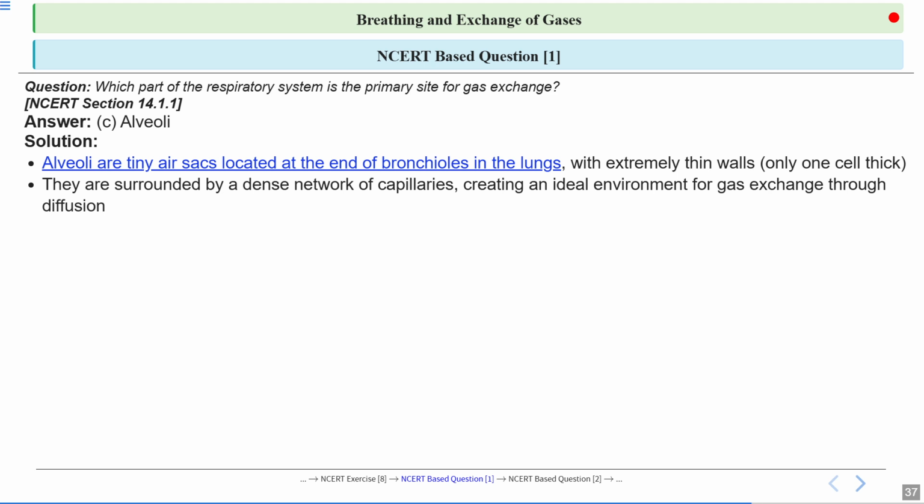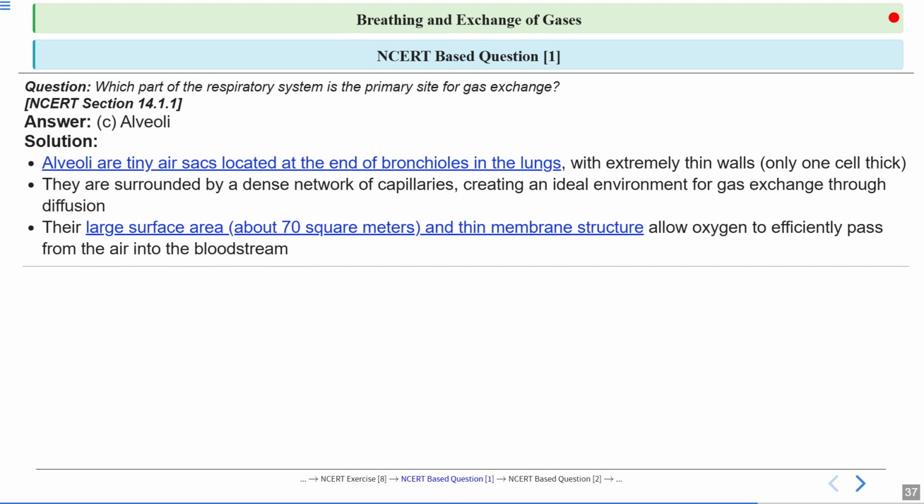They are surrounded by a dense network of capillaries. Blood capillaries are densely scattered over the alveoli region, creating an ideal environment for gas exchange through the process of diffusion. And there, the large surface area, about 70 square meter, and thin membrane structure allow oxygen to efficiently pass from the air to the bloodstream.